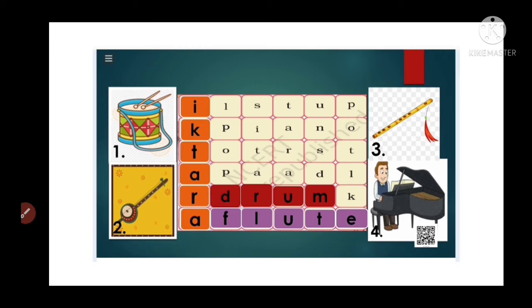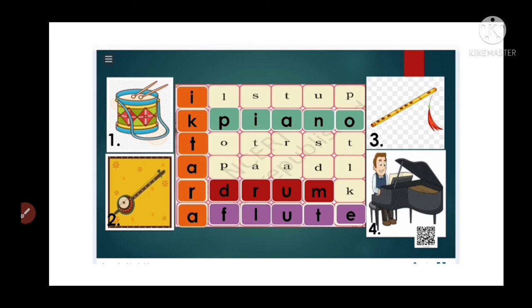Yes. Now move further. Can you identify the fourth picture? Yes, the fourth picture is of piano. Now we will find out the word piano in this image. Yes, we have found it. Yes, piano. Now we have completed this puzzle. Like this, we can solve the problems and we also have fun, dear learners. Yes, now move further.